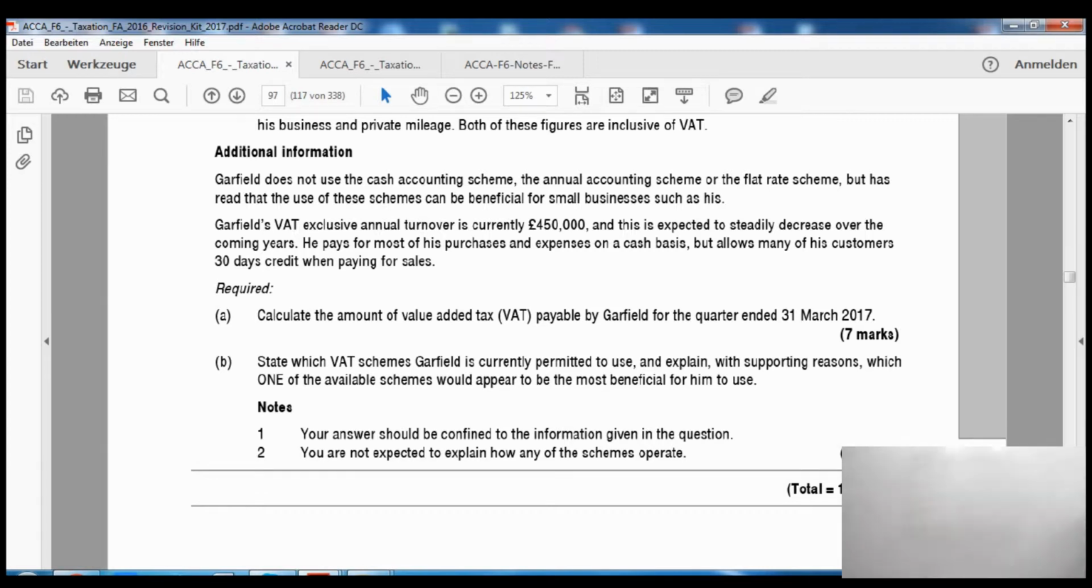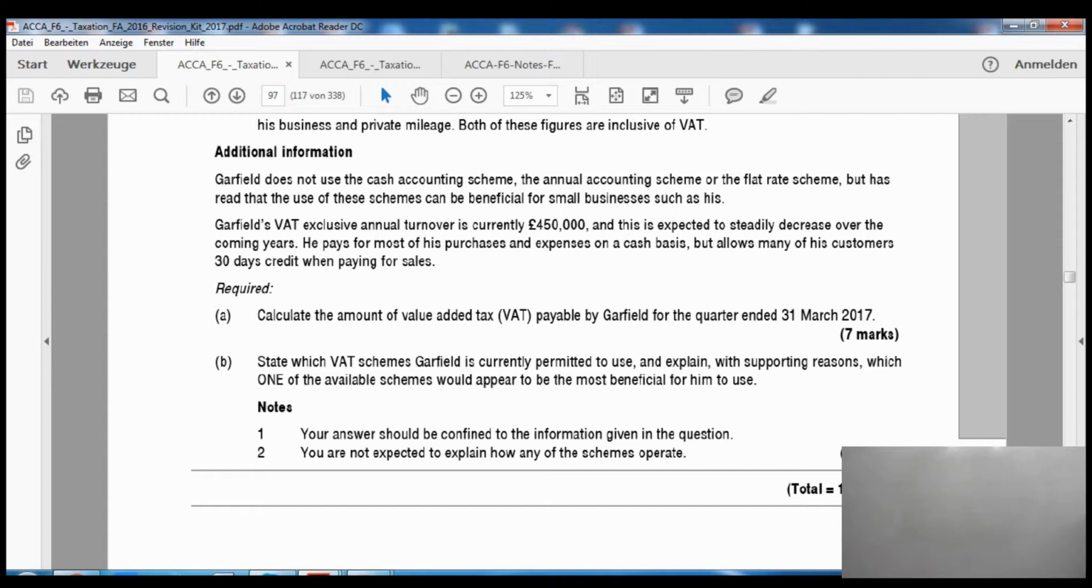Let's read the additional information. It says Garfield does not use cash accounting scheme, annual accounting scheme, or flat rate scheme, but has read that the use of these schemes can be beneficial for small businesses such as his. Garfield's VAT exclusive turnover is currently over £450,000. Now it is £450,000, which means he cannot use flat rate scheme. For flat rate scheme, the limit is £150,000, so he cannot use it. However, he can use cash accounting scheme and annual accounting scheme. And it says it is expected to steadily decrease over the coming years.